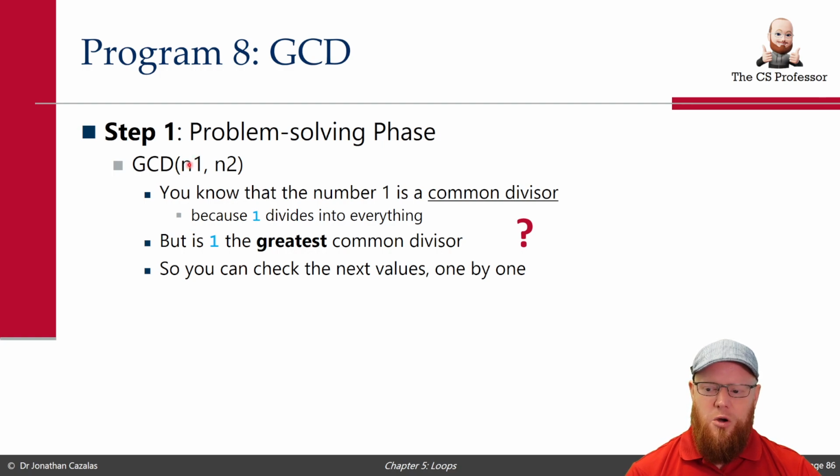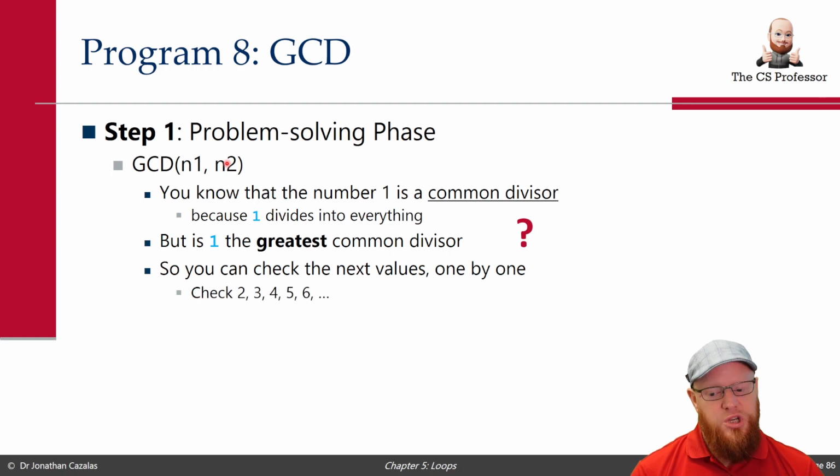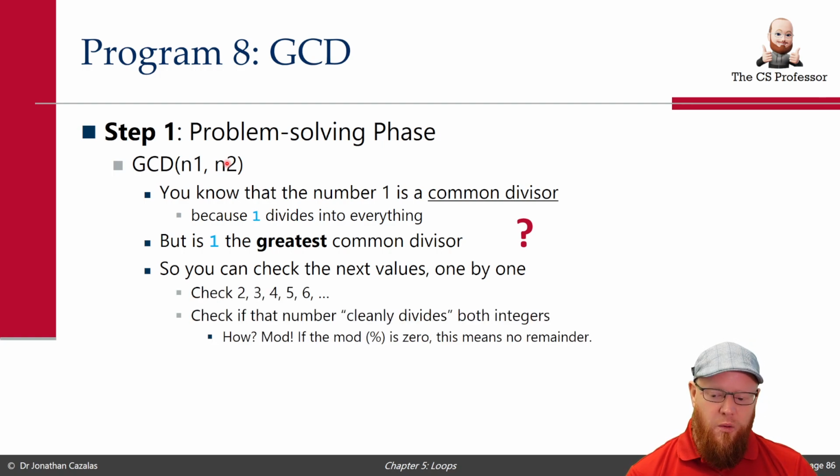You want to keep going and checking all numbers to see if they cleanly divide both N1 and N2. And any time you have a new number that cleanly divides both of them, say, yes, that's my new greatest common factor or greatest common divisor. So check the numbers one by one by one. And how, of course, do we check if it cleanly divides? By using, of course, mod.